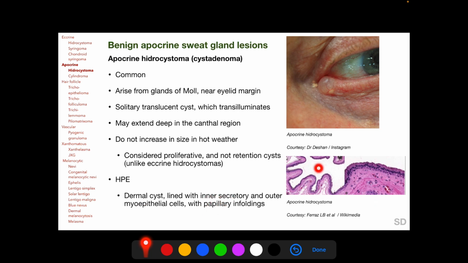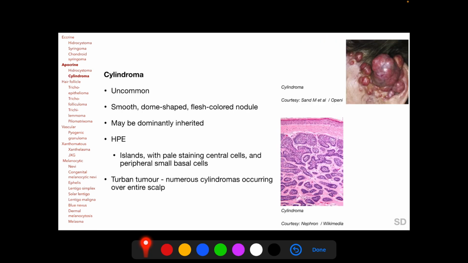This is the cavity of the cyst showing papillary infoldings of the lining wall. So in contrast to eccrine hidrocystomas, apocrine hidrocystomas are solitary, transilluminate, do not increase in size in hot weather, and show papillary infoldings of the cyst wall on histopathology.